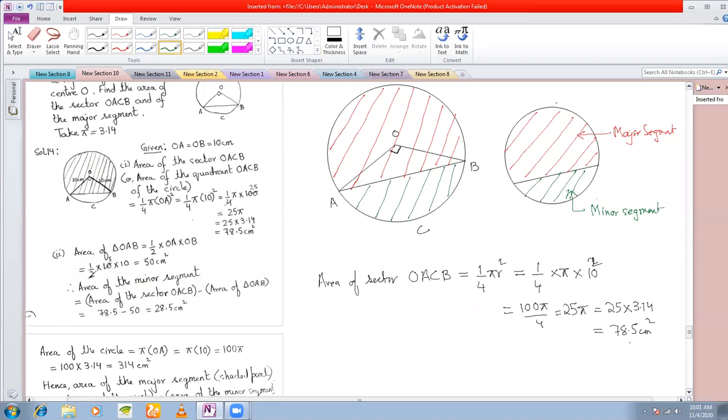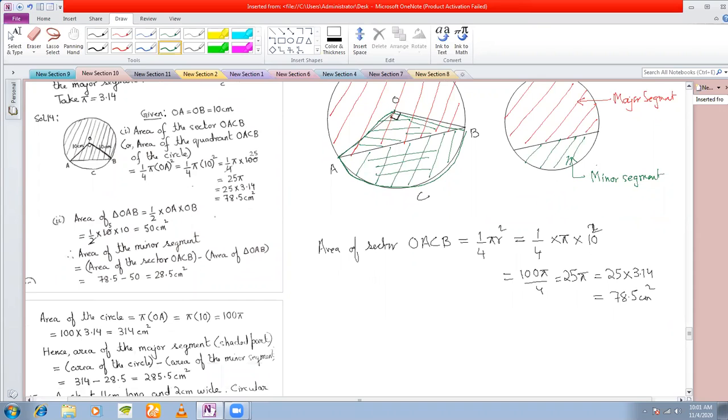Now what is the area of the minor segment? If you see, the area of the minor segment is the area of the sector that we have found out here, this entire sector, 25 pi or 78.5. This is the area of this, minus the area of this triangle here, right? So this will give you the area of this part. So we find out the area of the minor segment first.